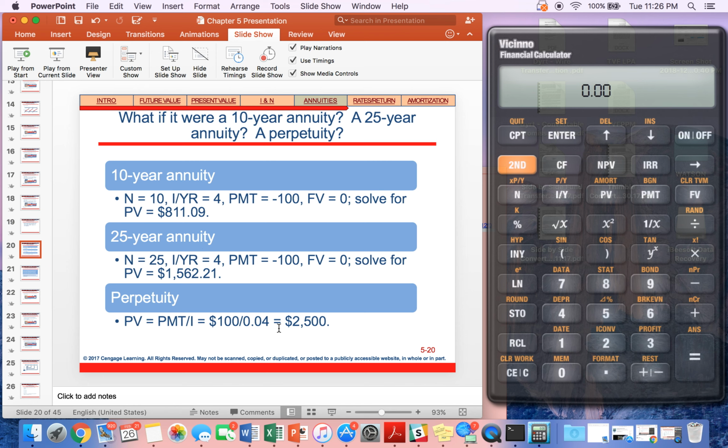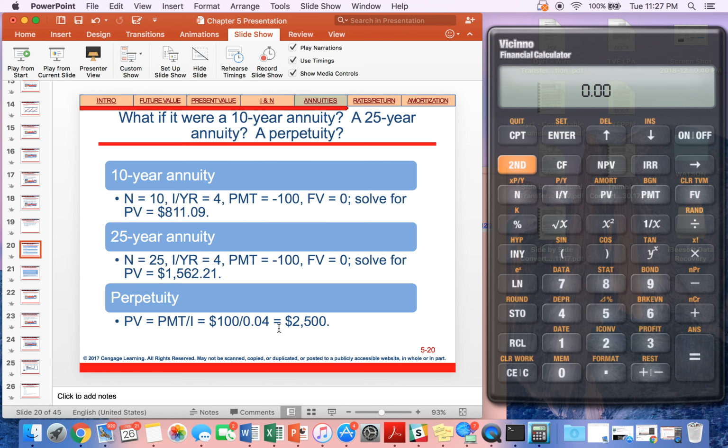Okay, so let's talk about annuities really quick and the importance of them. So this diagram here displays the difference between a 10-year annuity, a 25-year annuity, and a perpetuity. You can plug these into your calculator on your own, but you'll notice that if I take a $100 10-year annuity at a rate of 4%, my present value is worth $811.09. For my 25-year annuity, the only thing that's changing here is my length of investment. The present value of my 25-year annuity is $1,500 roughly.